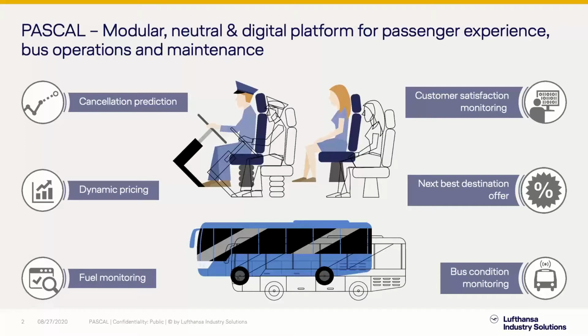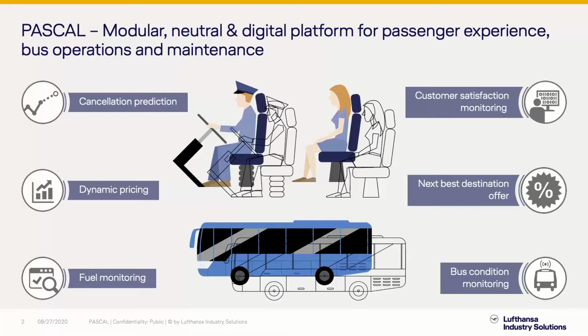The second area is bus operations, which includes apps like cancellation prediction app or demand prediction app in order to optimize your route planning or optimize the utilization of buses. And the third area is maintenance. Here we have 2 apps for fuel monitoring and for general bus condition monitoring with the goal to reduce unscheduled maintenance costs. All those apps run independently from each other so that all combinations you can think of are possible.